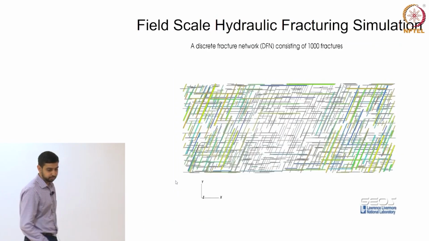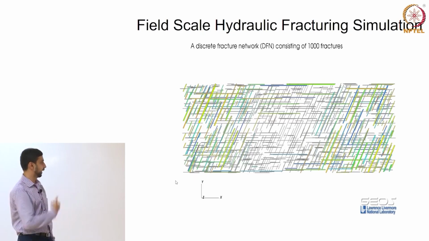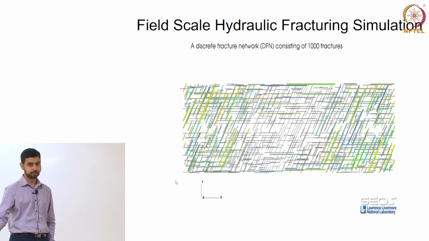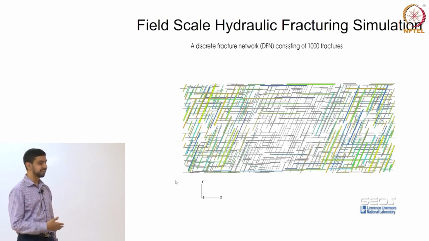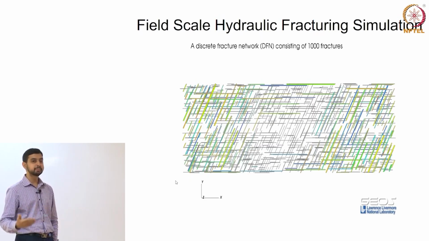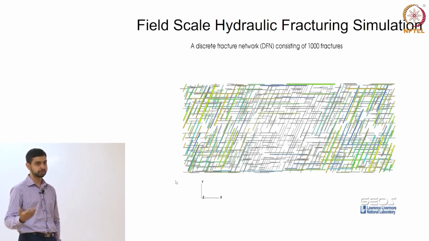Here's another example where you have several natural fractures, which is essentially when you have the Earth's geology, in addition to the fractures that you're creating by injecting pressurized fluid, there are already many fractures that exist because of tectonic activity and geologic folding.